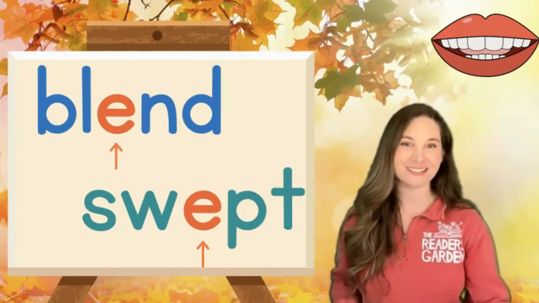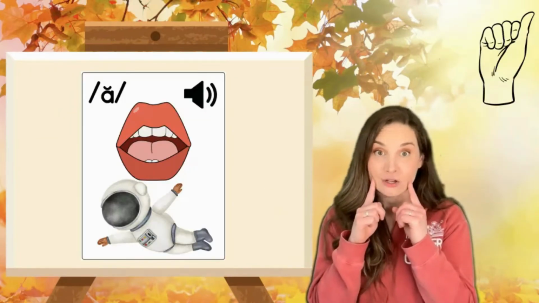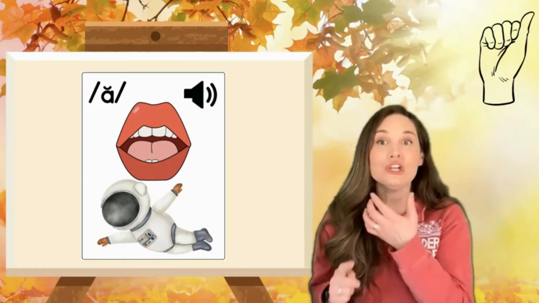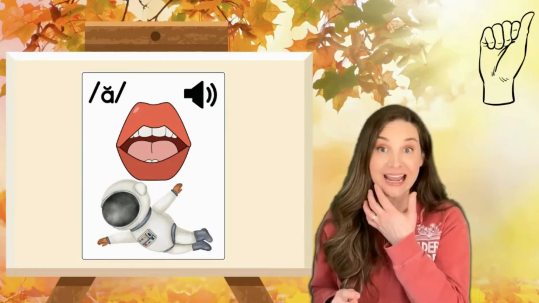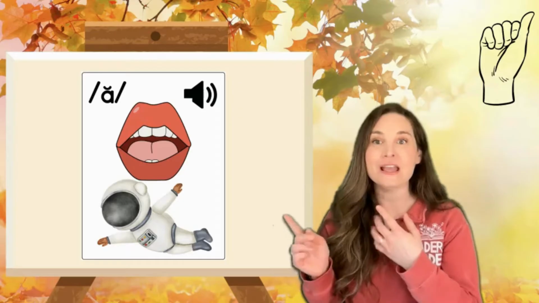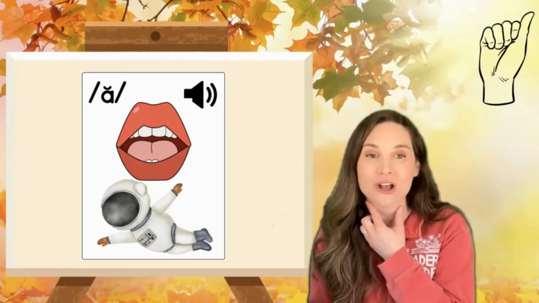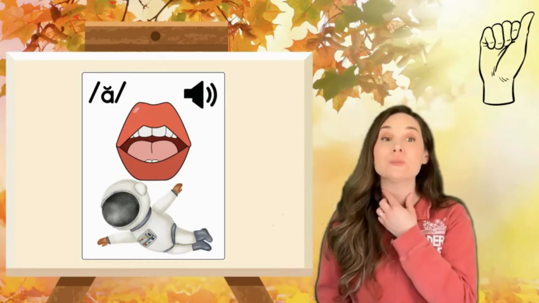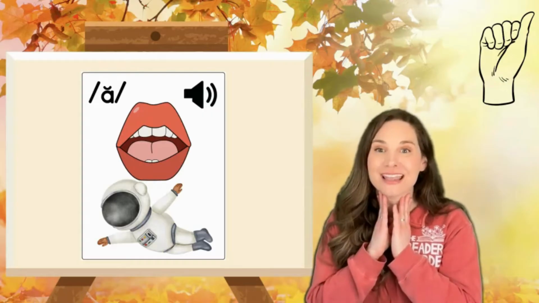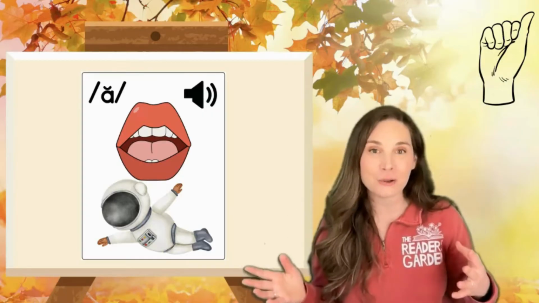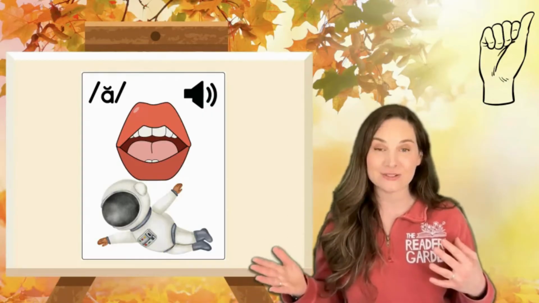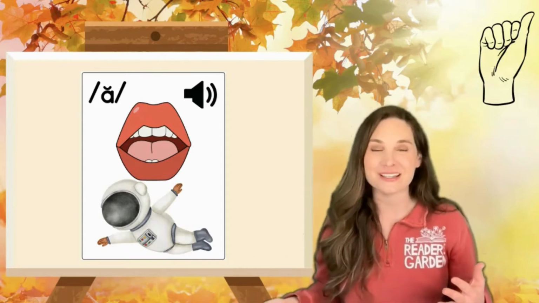Swept. To make the short A sound, the a sound, you're going to open your mouth wide, like in the picture, and be sure to turn your voice on. Your vocal cords will be buzzing, so you'll feel that buzzing in your throat. Like all of our vowels, the short A sound is a continuous sound, which means we can stretch it.